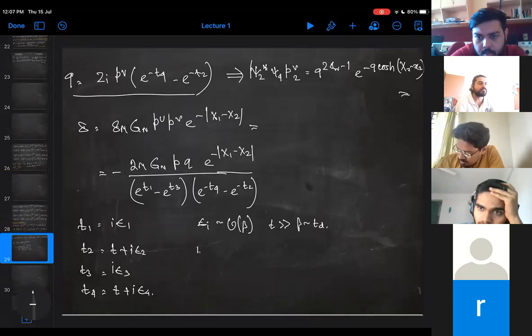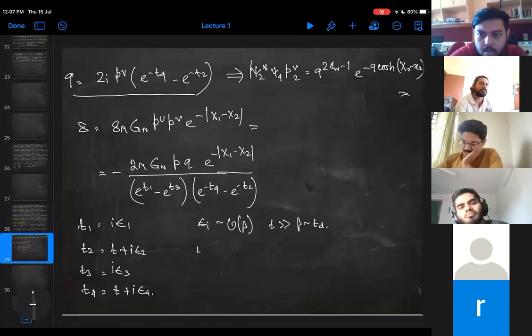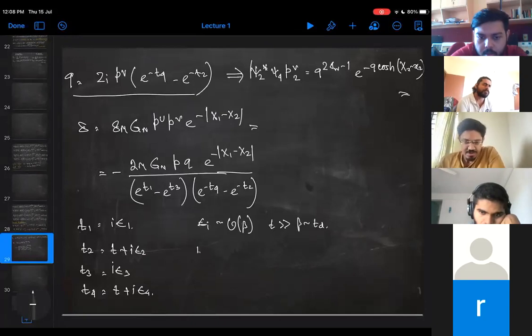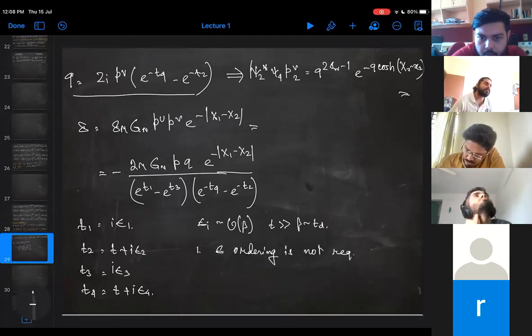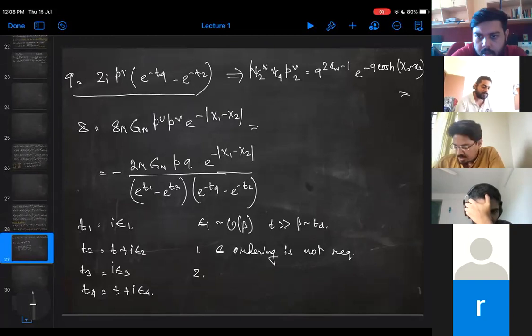However, one thing I must say here: unlike Surbhi, who started with a Euclidean picture, so you have to have some ordering of these epsilons, here it is not actually required. We are throughout working in the Lorentzian signature. So whatever order you choose, there's no particular ordering where you have to choose these epsilons greater than something. That is not required here. The other thing is that since we are free to choose these epsilons, we can essentially place our operators anywhere on the thermal circle. That we'll do at the end.